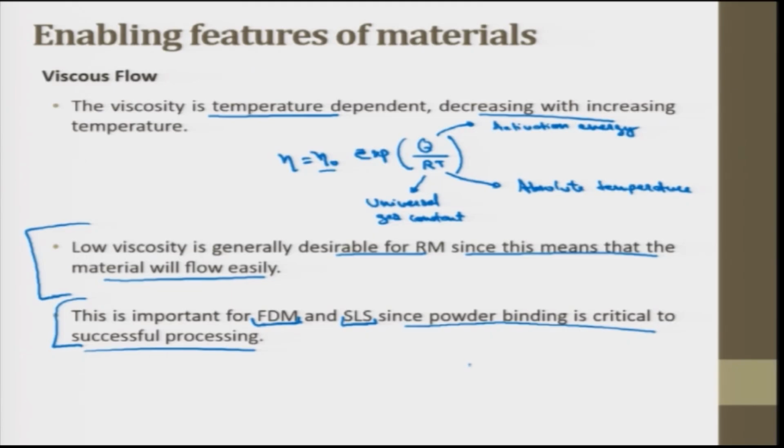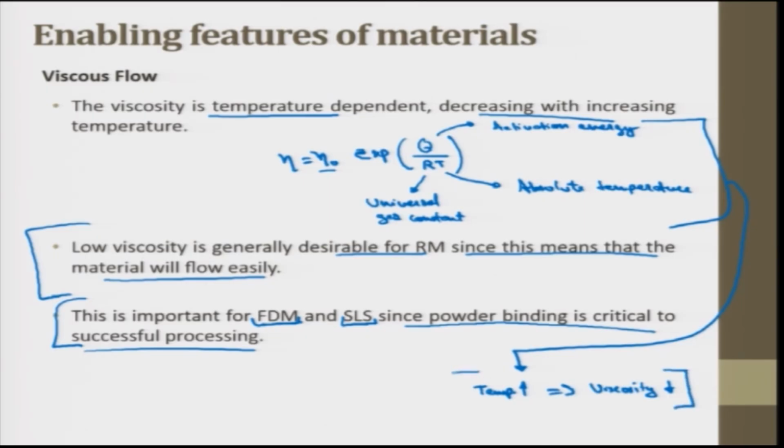When temperature rises, what does this mean? This means that high temperature implies low viscosity. The result is that most of the rapid manufacturing processes operate at elevated temperatures to maintain low viscosity. That is the reason. Viscosity of polymers varies significantly with temperature.